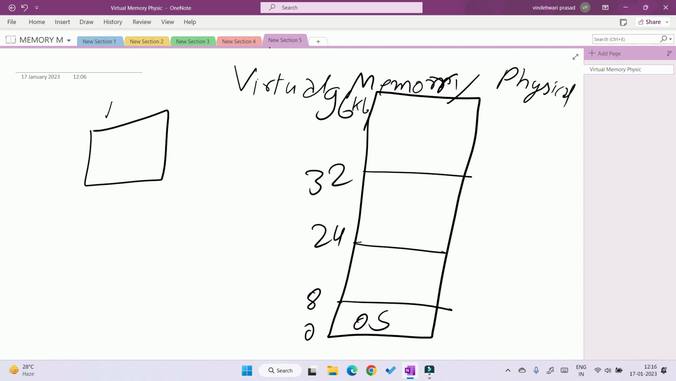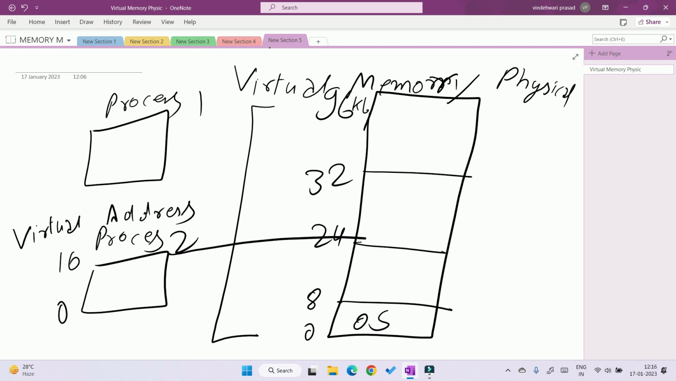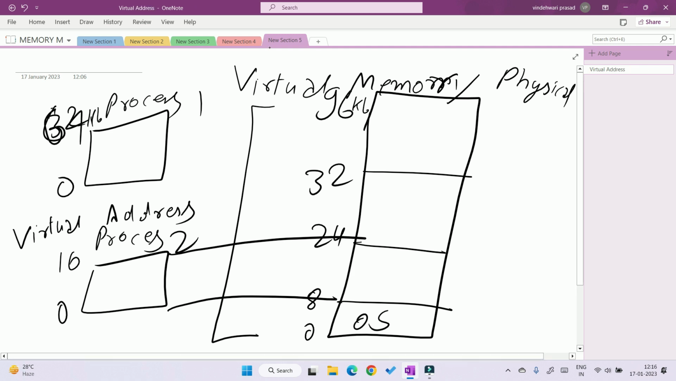There will be two processes, process 1 and process 2. The process will not get its memory directly from here, but each process creates its own virtual address space. Suppose process 2 needs 16 KB of memory. So this 16 KB is reflected to here. Suppose this one needs 32 KB or 64 KB. So this space is given to here.